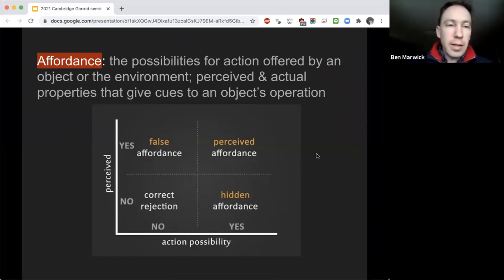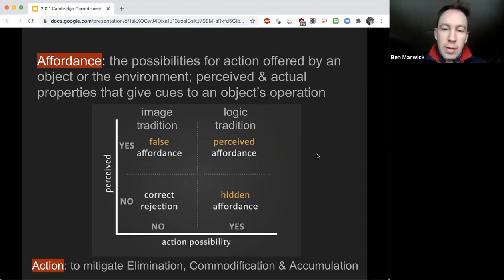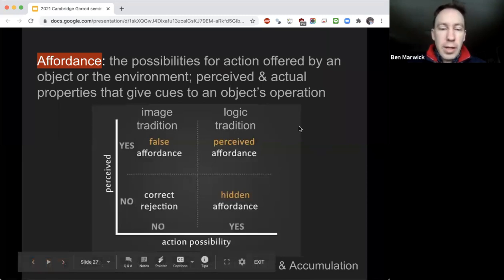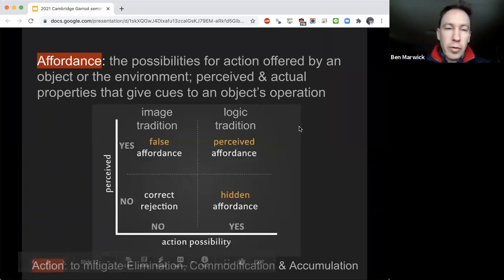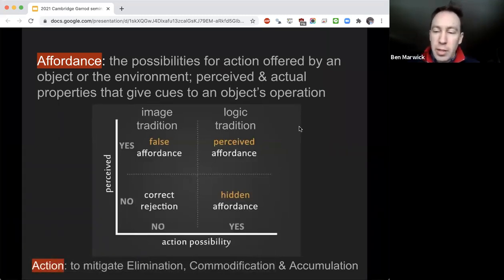So let me try to link this sense of affordances and this taxonomy to the concept of the logic device, to make it clear where these unrealized opportunities are in archaeological science. I will sketch out the idea that the action we're most interested in here is mitigating these logics of elimination, commodification, and accumulation, especially of archaeological data. That's the focus I want to stick to here. So how can we stop or reduce these behaviors around archaeological data?